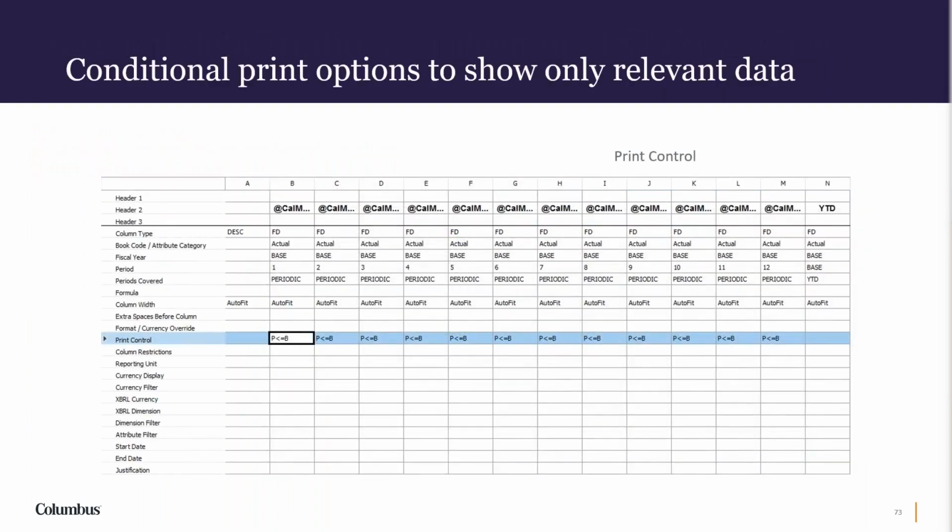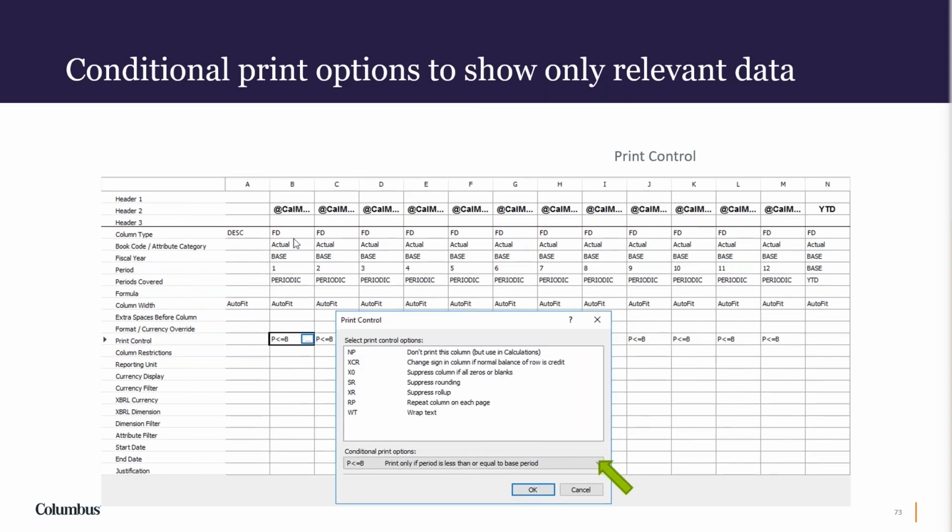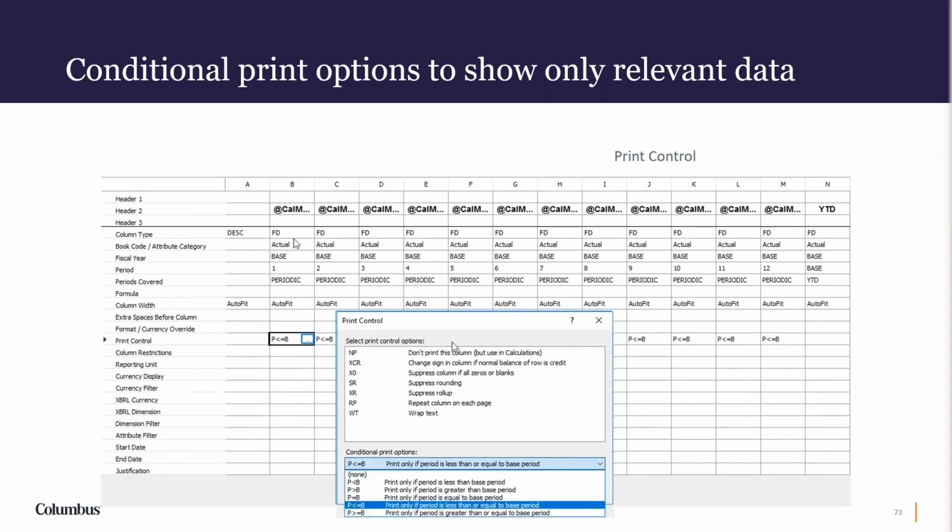This column definition is using conditional printing to dynamically choose which columns display based on the report date at generation. There's lots of different ways to make conditional printing work in reports. In this example, we have a 12-month trend, and we would only like the monthly columns to print that are less than or equal to the report period generated. By using the print control option on the FD columns of period is less than or equal to base, or P less than or equal B, we can have the system determine when to include and when to exclude the column.